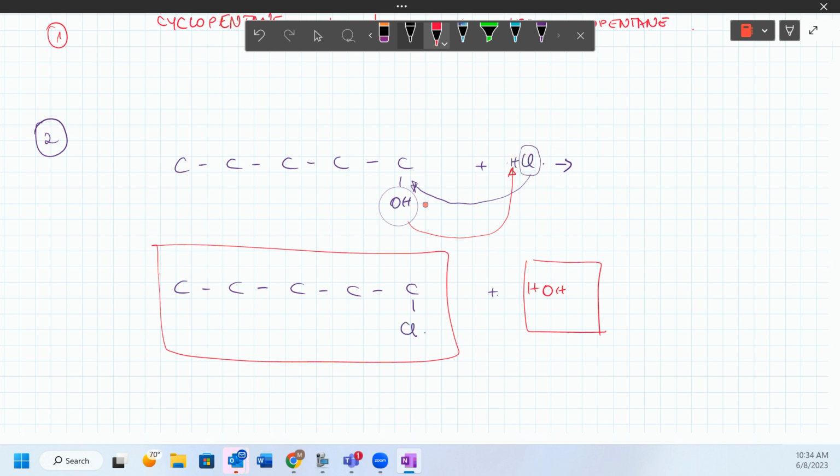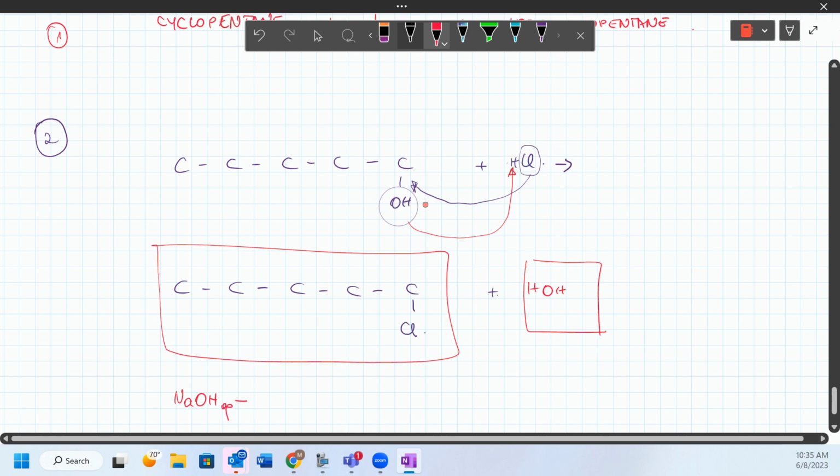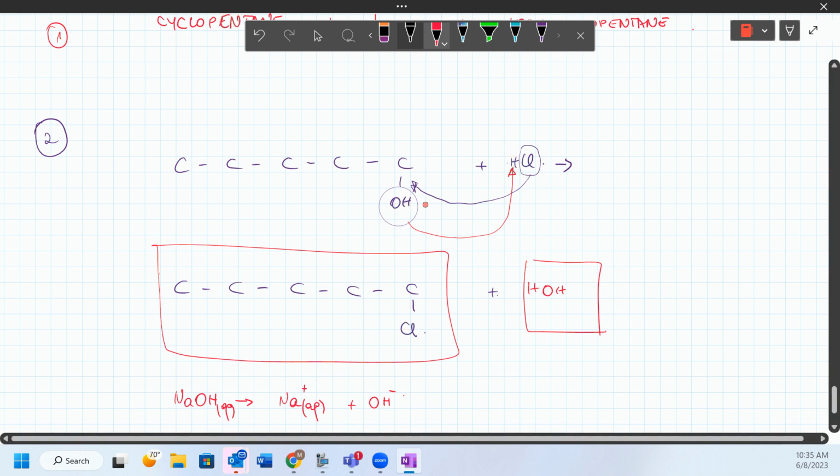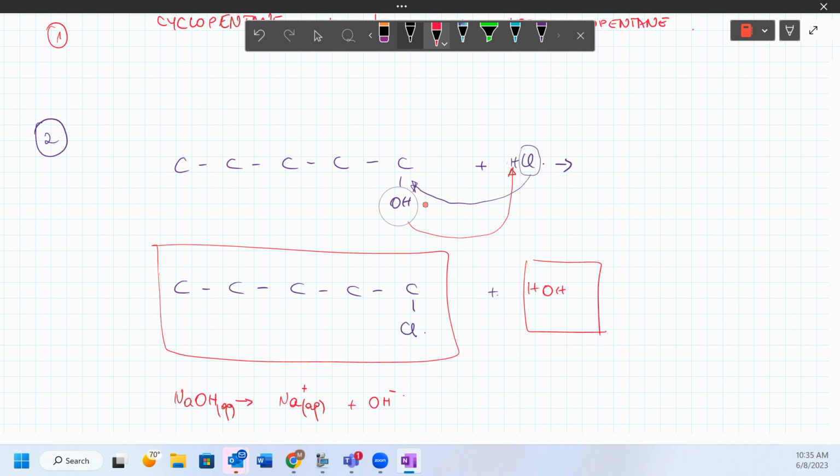Okay, and then when we have the NaOH as a presence in the solution, what you will see is NaOH in aqua solution, actually what you have is Na plus and OH minus. So now the hydroxyl is replacing one of the hydrogens to form alcohol. Okay, this is the substitution. There are 3 types of it.